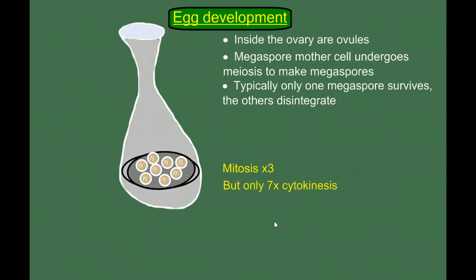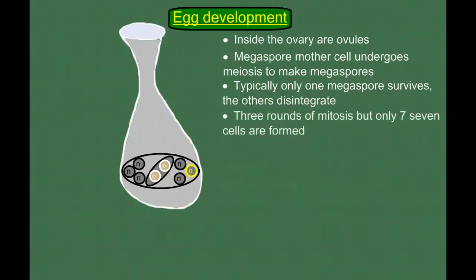Pause the video and think about what that means. Draw what it might look like. We have 8 nuclei, but only 7 cells. How about something like this? This is what it looks like. This is the female gametophyte.